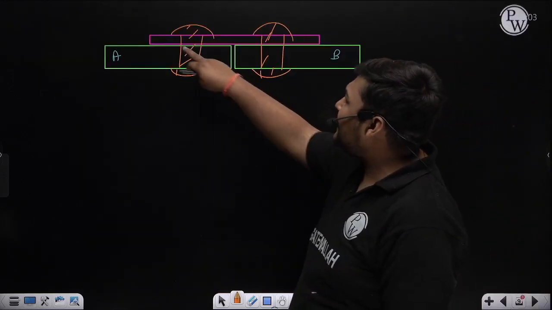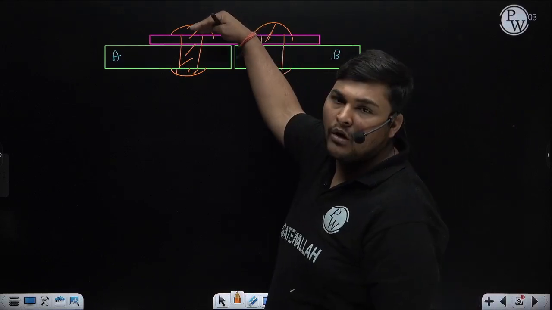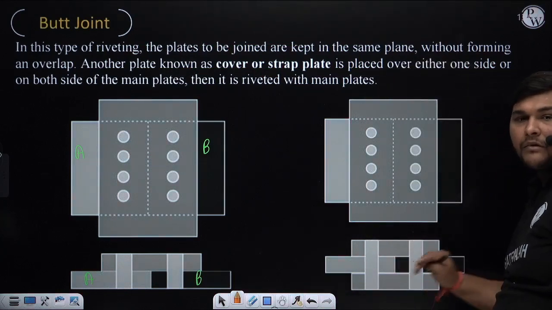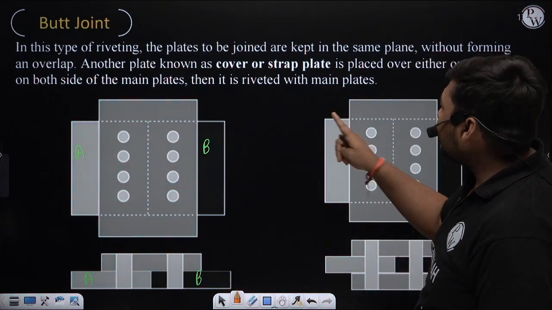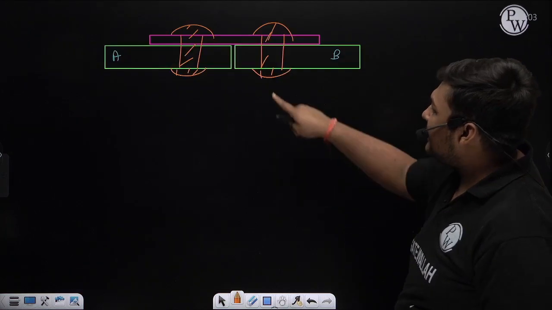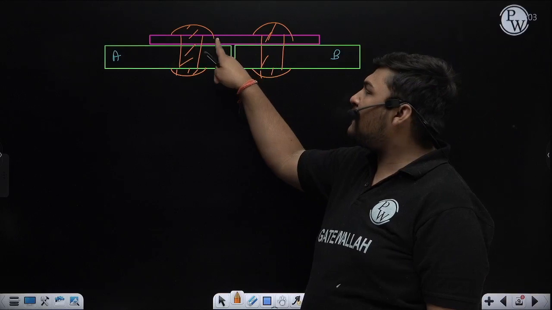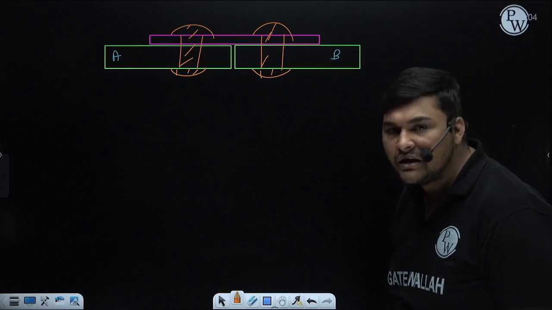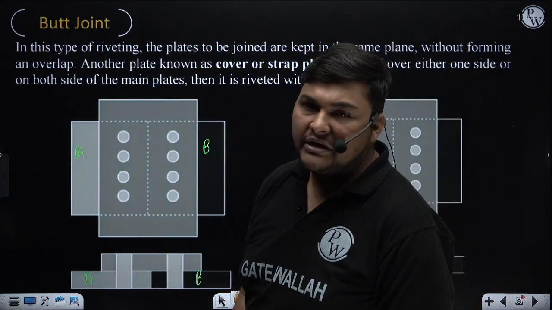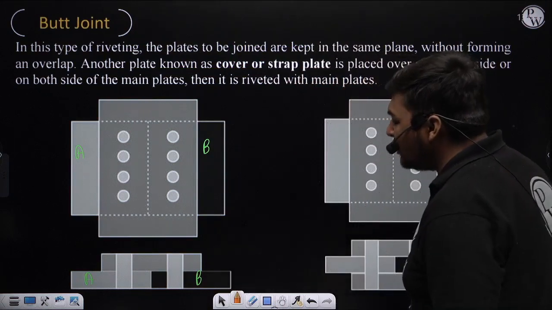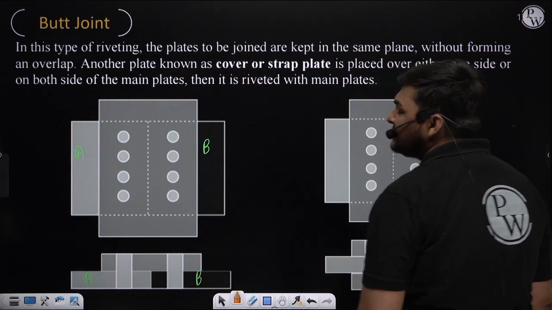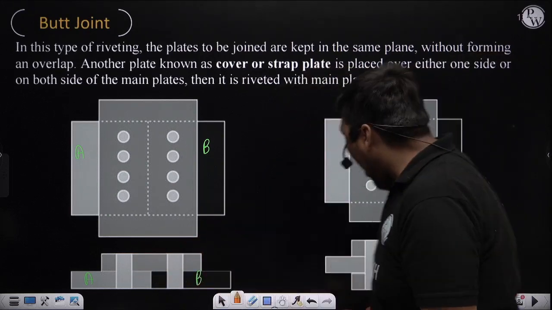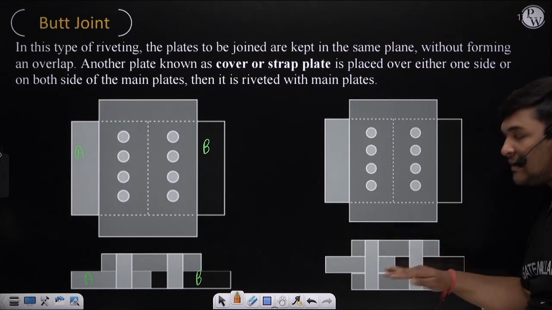Like in this diagram, I have placed this cover plate on one side of these plates. But if you want, you can place this strip plate or cover plate on both sides of the plate. Okay. Then it is riveted with the main plate. This cover plate is riveted with the main plate. And if we rivet this cover plate with the main plate, means ultimately this main plate, that is A and B, will get connected with each other. And this riveted joint is known as butt riveted joint. But here you can see in butt riveted joint, we are taking the help of another supporting plate, that is cover plate or strip plate. And either we will place the cover or strip plate on one side of the main plate, or we will place the cover plate or strip plate on both sides of the main plate.